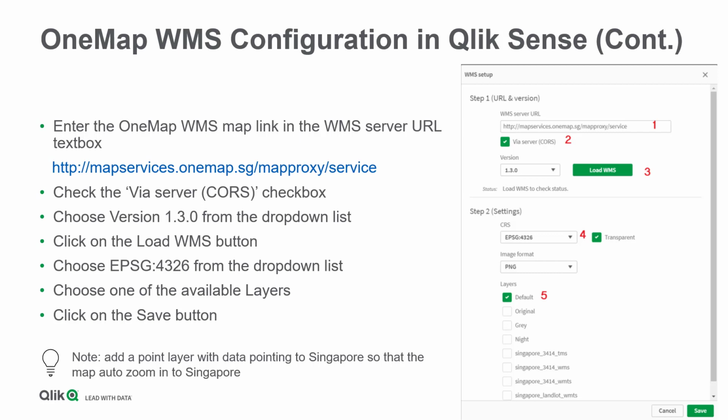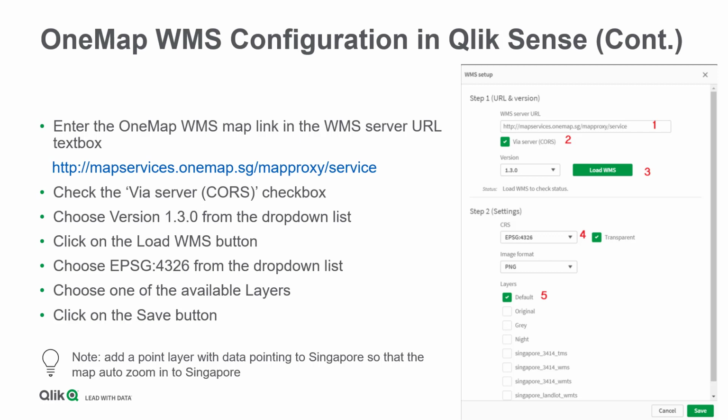If the points loaded are using the WGS 84 coordinate system, which uses latitude and longitude, choose EPSG 4326 from the drop-down list. If your data uses the SVY21 coordinate system, choose EPSG 3414 from the drop-down list. You may find several layers being exposed to you. You can choose one of the layers by checking the box next to it. For example, you can choose default as the layer.